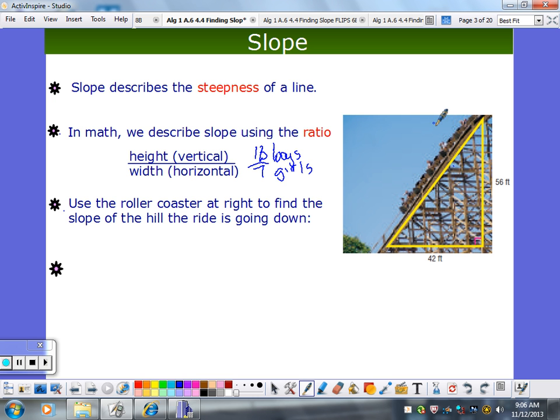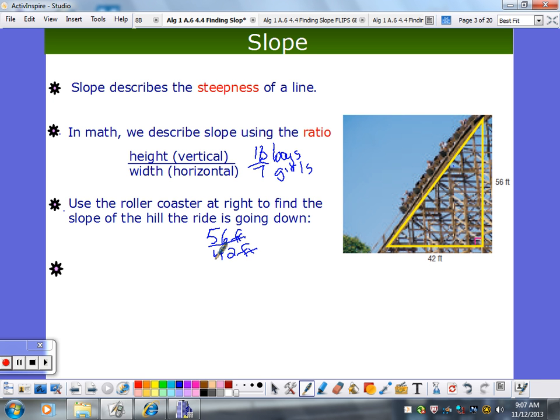So when I measure this slope to find the number for it, I take a ratio of the height to the width. So what do I get here? 56 feet, that's the height, and I relate it to 42 feet.